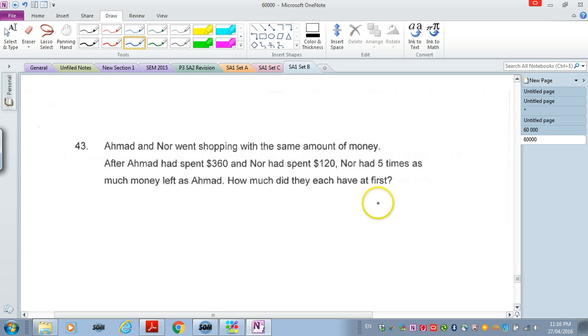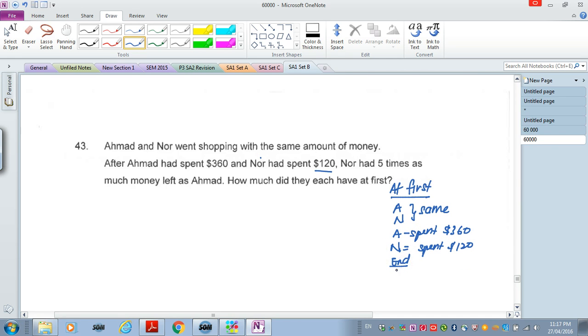Question 43. Ahmad and Noor went shopping with the same amount of money. After Ahmad spent $360 and Noor spent $120, Noor had 5 times as much. So now we put down at first. Okay, they had the same amount of money. Then Ahmad spent 360. Noor spent fewer, 120. And then at the end, we know that Ahmad had 1 unit, and Noor had 5 units.